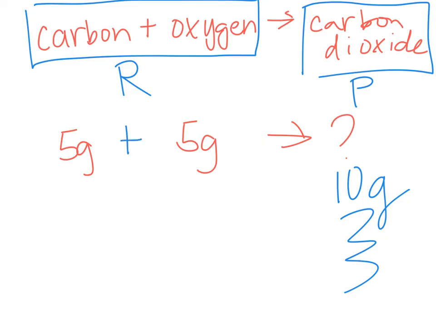So remember over here, this is the reactant side, so 5 plus 5 is 10. The amount you start out with is the same amount that you're going to end up with. The mass is conserved.